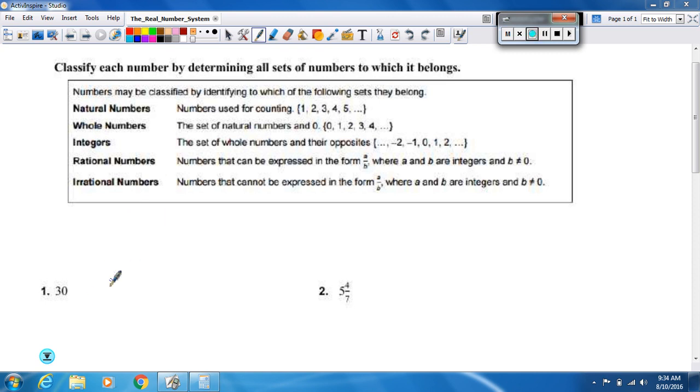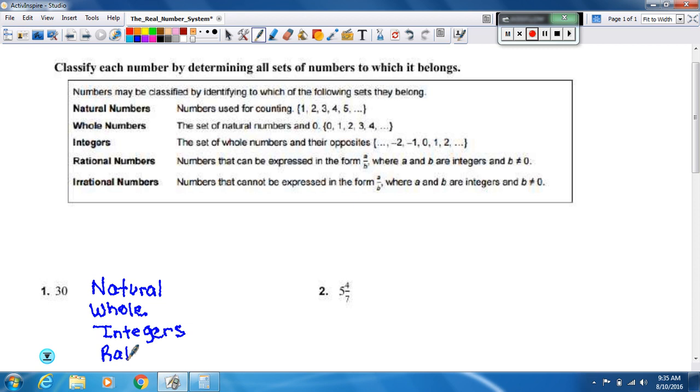The number 30, yes, you do need to count. You do use it to count, so that's natural. It is a whole number. It is found on a number line, not fractions or decimals. You can have fractions and decimals on a number line, but those are not integers. Rational numbers, 30 ends. It doesn't have a decimal that we need to talk about, so it's automatically rational.